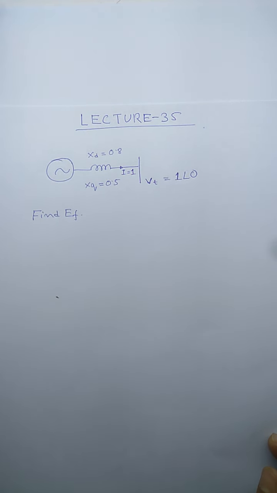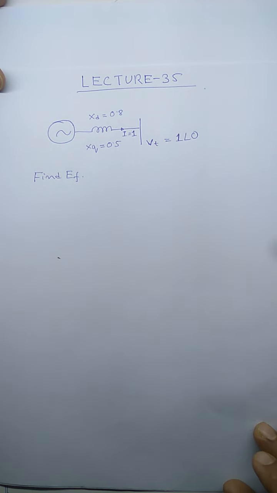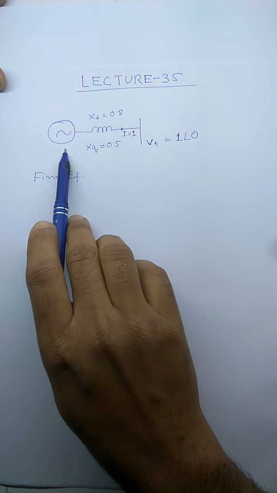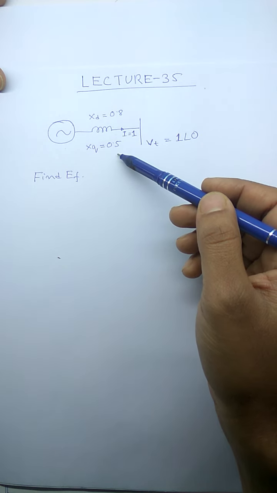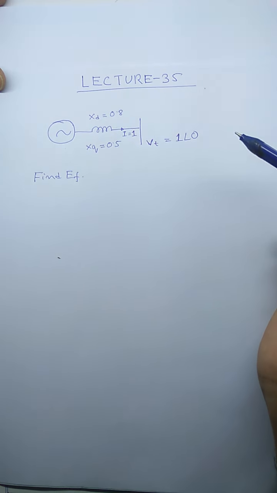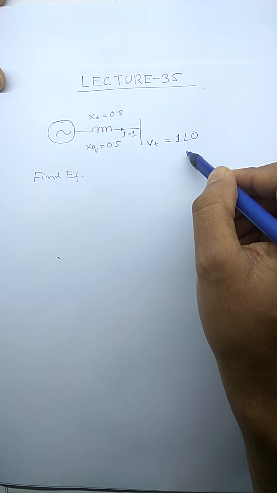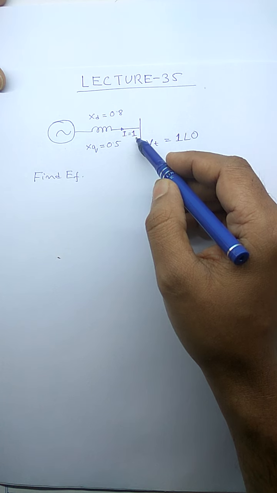Welcome to lecture 35. In this lecture we will solve a numerical on a salient pole synchronous generator. The problem is that we have a synchronous generator, a salient pole machine. It has a direct axis reactance of 0.8 and a quadrature axis reactance of 0.5. The terminal voltage is 1 per unit, that is, the grid voltage is 1 per unit. It is carrying a current of 1 per unit.